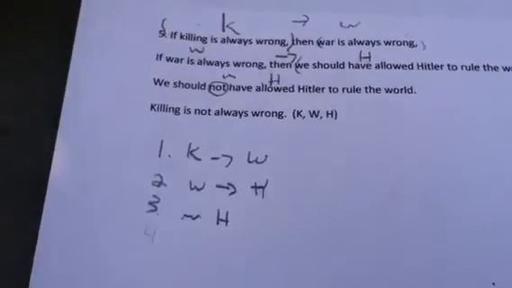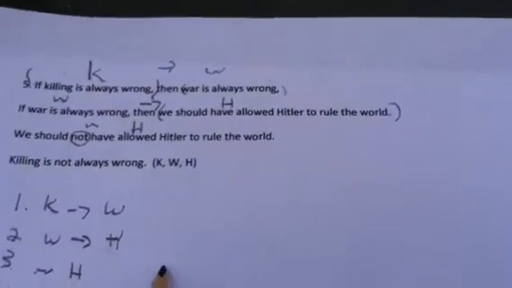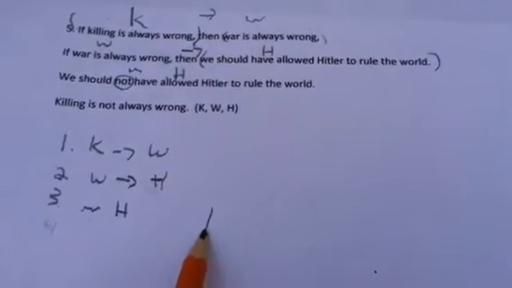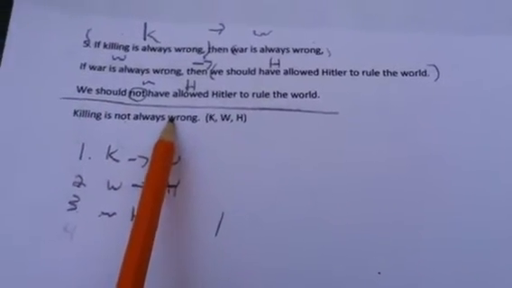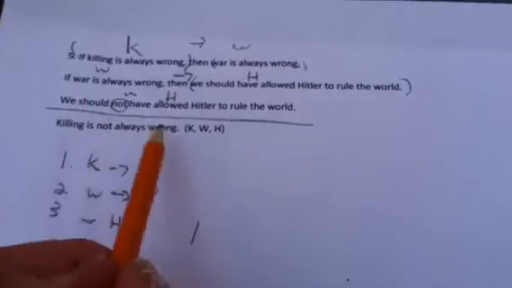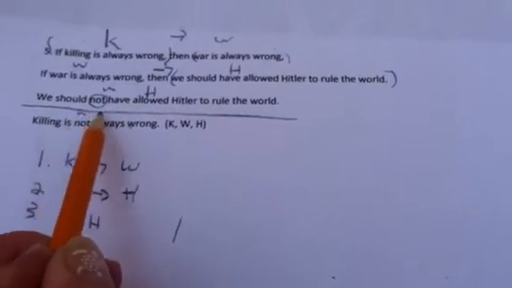I had to stop it. Okay, so instead of 4, I just want to put a conclusion sign here again, because this last sentence I know is my conclusion. And so I'm going to say, killing is not always wrong, not K. And so my conclusion is not K.